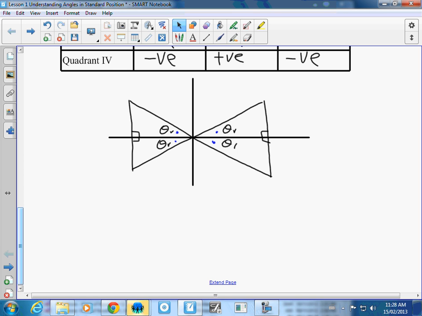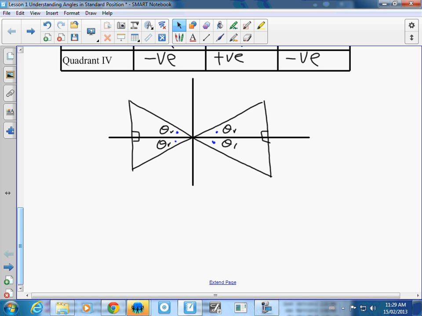Fourth one. What's this theta r right here? 30. We start at the 0, spin all the way around, and we end up where? 330. How did we get that? 360 minus theta r. So if I said theta r is 30, how many possible answers could there be? 4, right? 30, 150, 210, or 330.